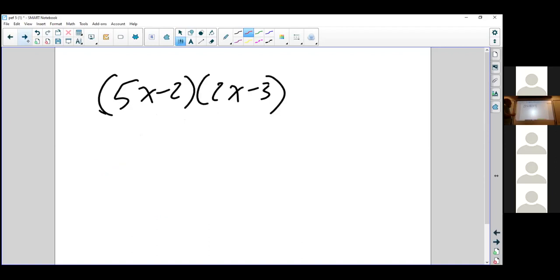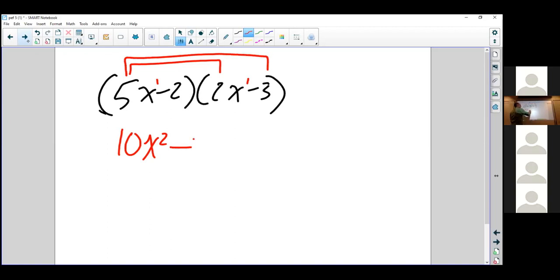Next problem. This one is going to be one of our double distributes. So I'm going to go 5x times 2x, which is going to give me 10x squared, because remember, those are both raised to the first. And then 5x times -3 is -15x. And I guess you could put that to the first. It's not necessary, but you can. And then -2 times 2x is -4x. And then -2 times -3 is +6.